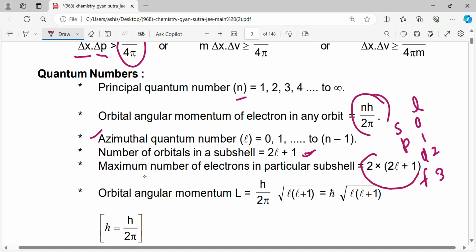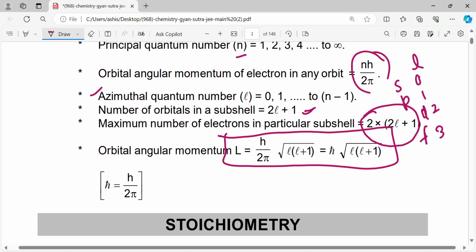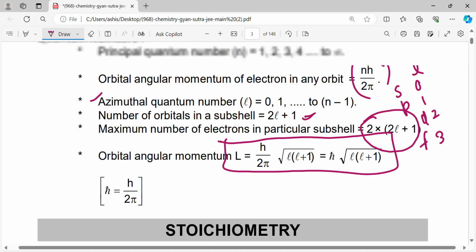The maximum number of electrons in a particular subshell is equal to 2 into 2L plus 1. And orbital angular momentum is equal to h by 2 pi root L into L plus 1. L is the azimuthal quantum number or subsidiary quantum number.